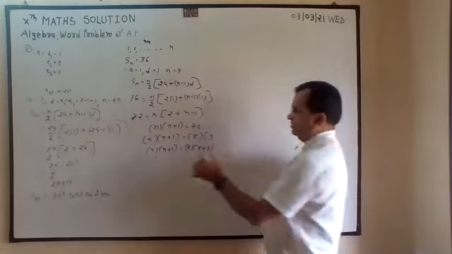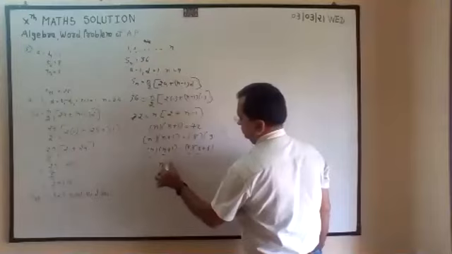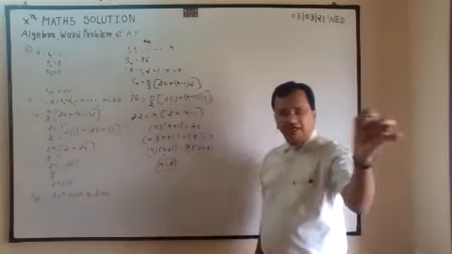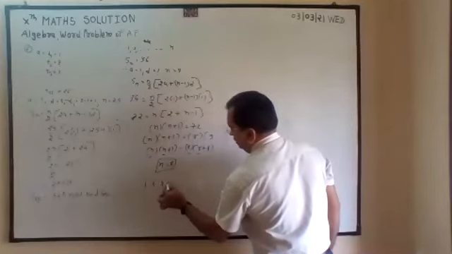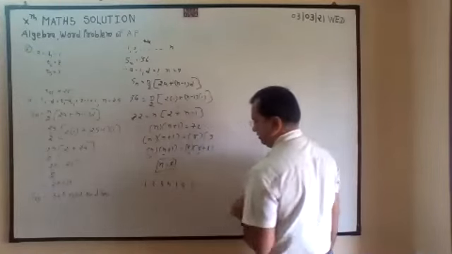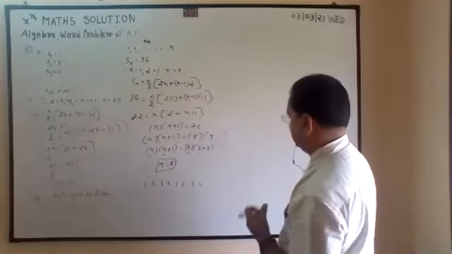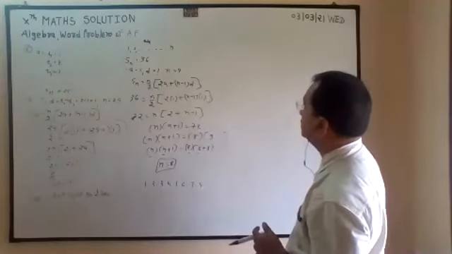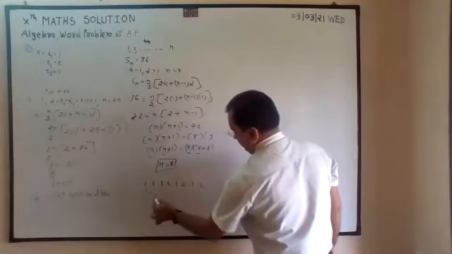So what is n? So there are total 8 numbers: 1, 2, 3, 4, 5, 6, 7, 8. Correct. So one pair is 9.